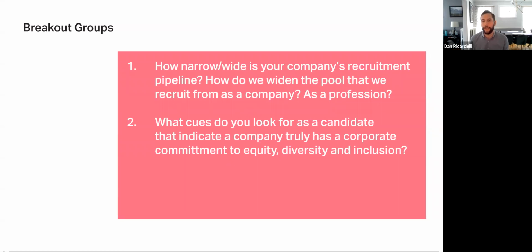But we'd like you to consider how narrow or wide is your company's recruitment pipeline, and how would you widen the pool which you recruit from as a company and as a larger profession. And then second, what cues do you look for as a candidate that indicate a company truly has a corporate commitment to equity, diversity, and inclusion? So I'll put you all into breakout rooms now, and we'll have about 10 minutes for this breakout session.